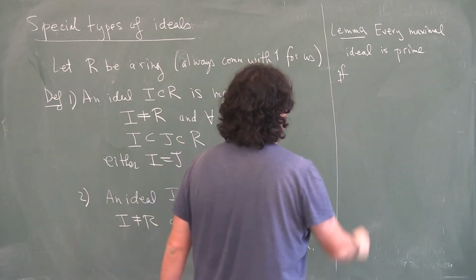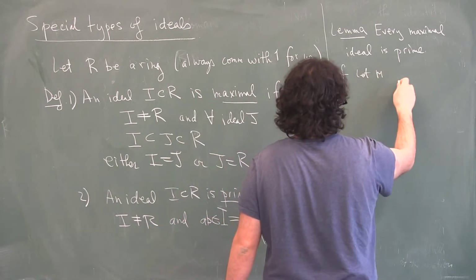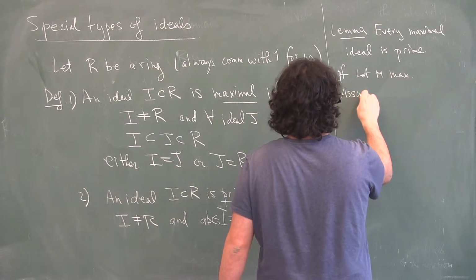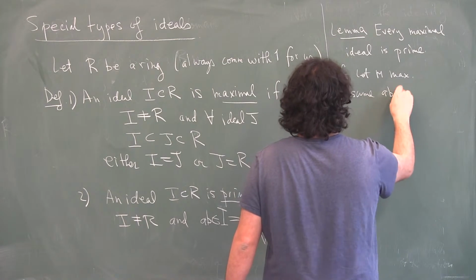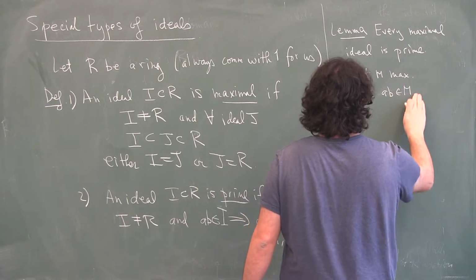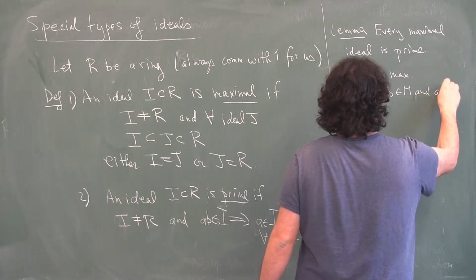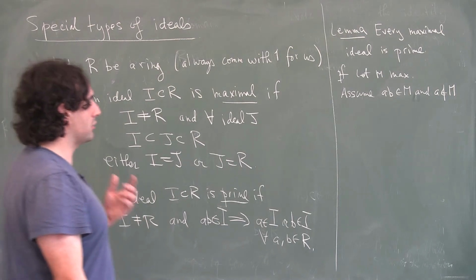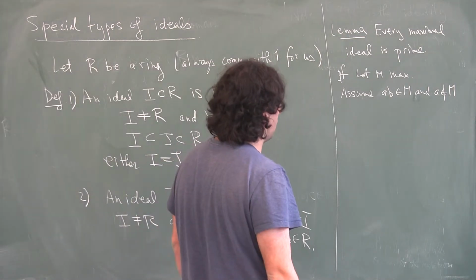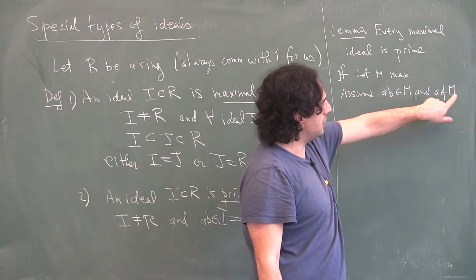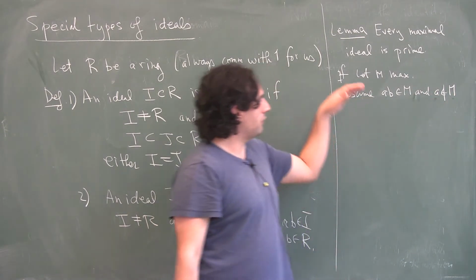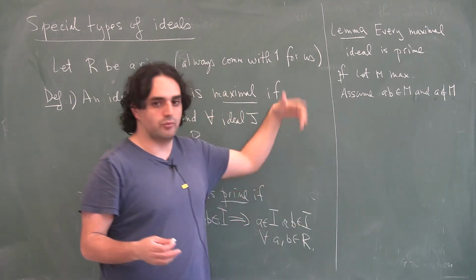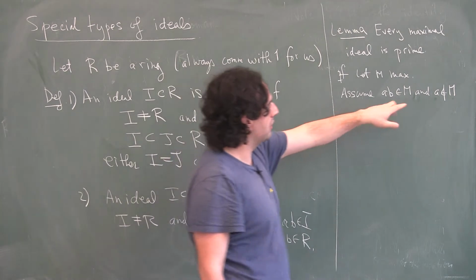Why is this true? So let M be maximal, assume AB is in M, and that A is not in M. Then what we want to show is the other one, B. We want to show that it must be in M. Well, the reason I'm doing this proof is that it highlights some of the standard techniques in this subject.